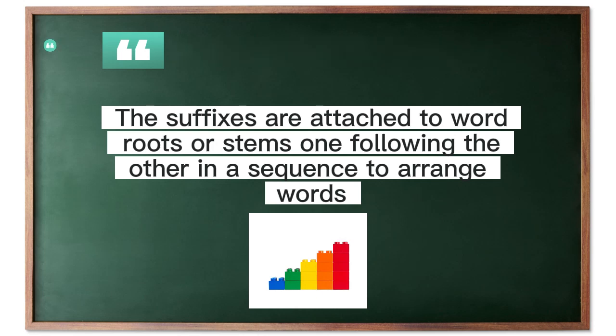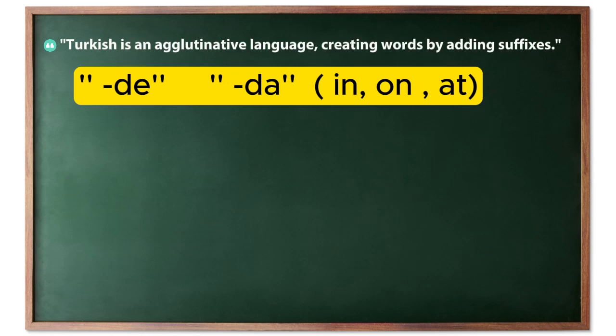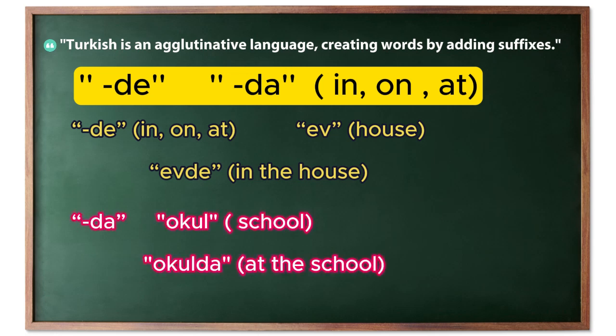What does this mean? We can create new words and meanings by adding suffixes like de or da to word roots. For example, by adding the suffix de, meaning in, on, at, to the word ev, which means house, we get evde, in the house, or by adding da to okul, which means school, we get okulda, at the school. These suffixes can express tense, person, condition, and many other meanings.